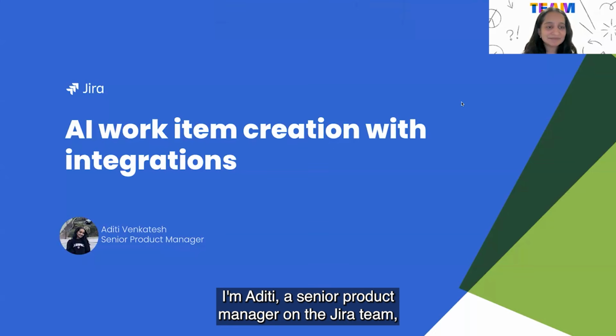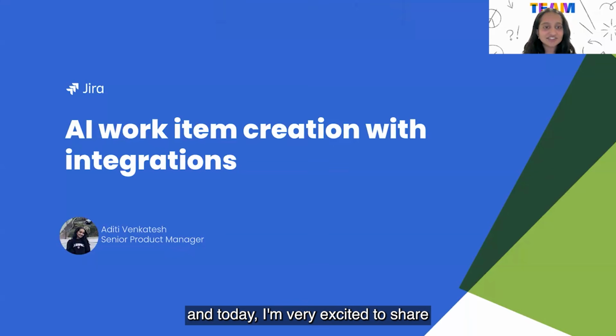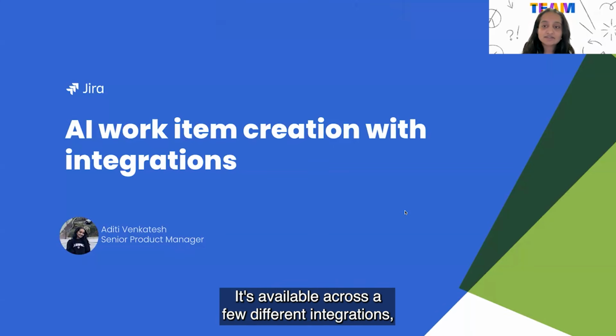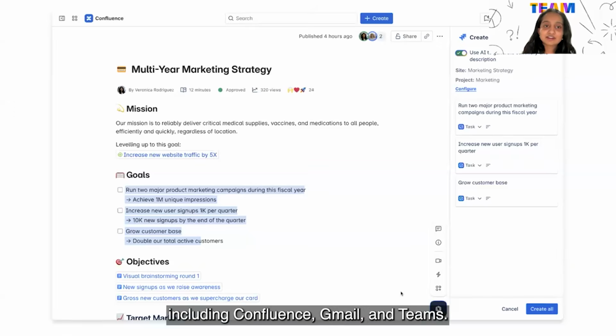I'm Aditi, a senior product manager on the Jira team, and today I'm very excited to share with you AI work item creation from a few different integrations. This feature makes it super easy for you to capture your work within the context of where you're already working today. It's available across a few different integrations, including Confluence, Gmail, and Teams.